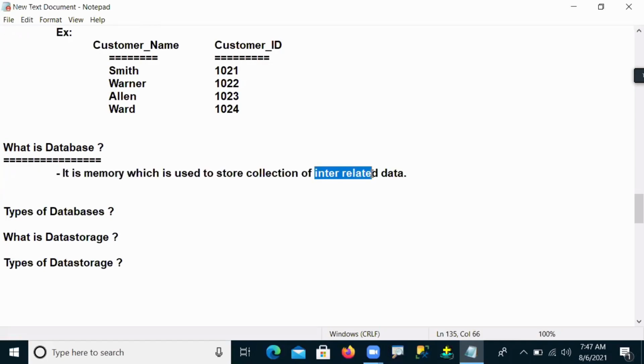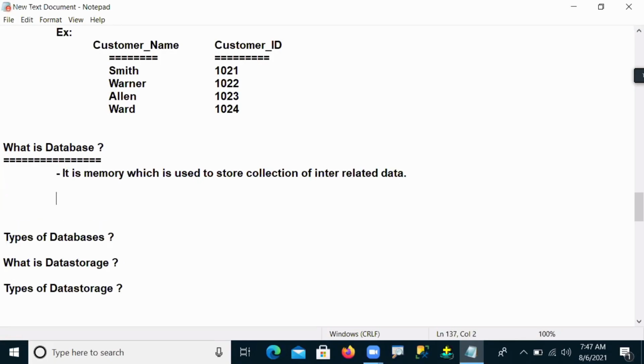But what is interrelated data? What does interrelated data mean? Interrelated data is nothing but, I already explained to you in the demo class, but I will revise that.